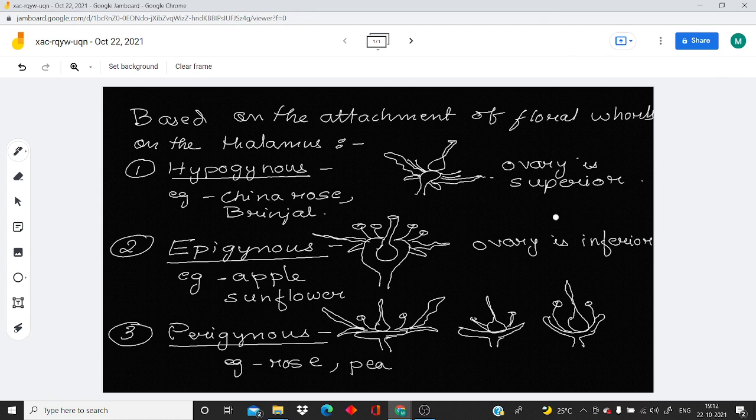So after you have completed this, the next topic that we are going to do is about the calyx. Calyx are called sepals. Now the calyx can be of two types. Either all the sepals can be fused or they can be free.